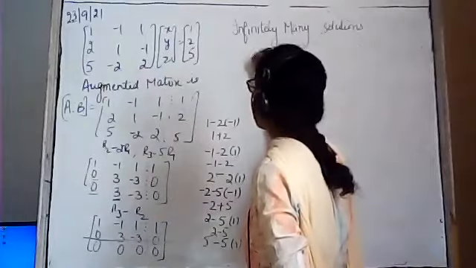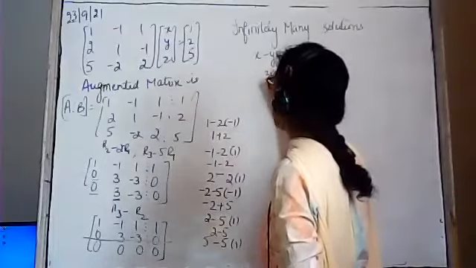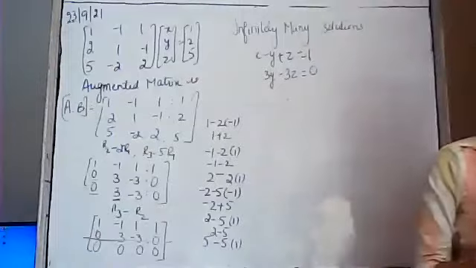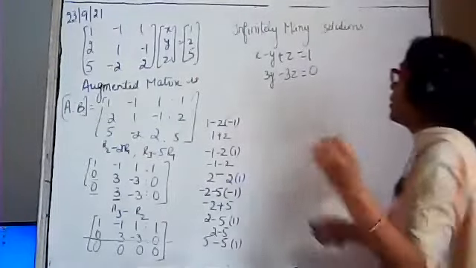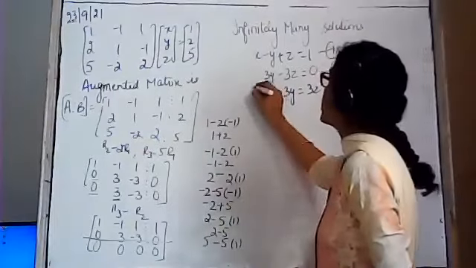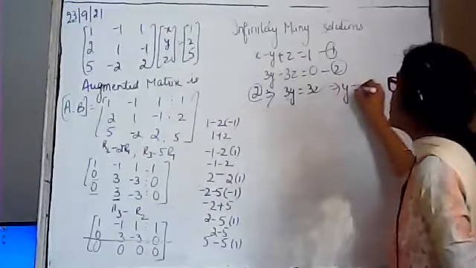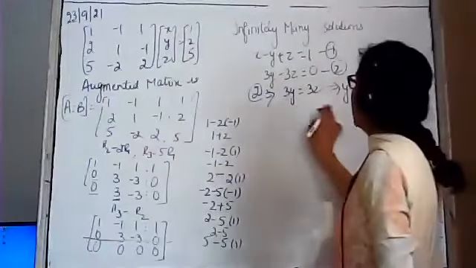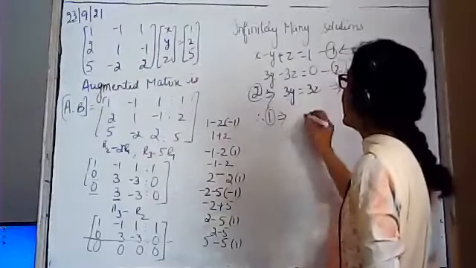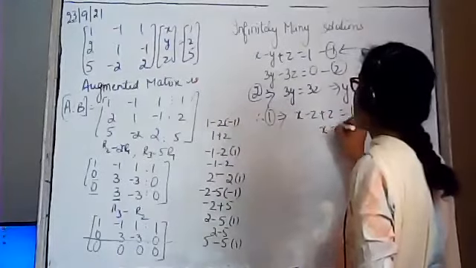Again, in the equation form, it will be x minus y plus z is equal to 1 and 3y minus 3z is equal to 0. This is equation number 1 and this is equation number 2. From the second equation, 3y is equal to 3z, or y is equal to z. Substituting y equals z in equation number 1: x minus z plus z is equal to 1, or x is equal to 1.